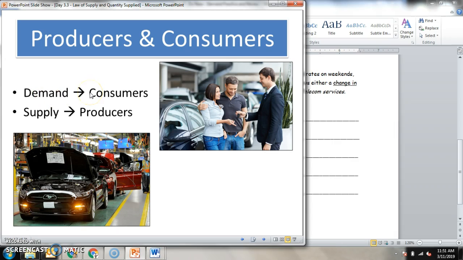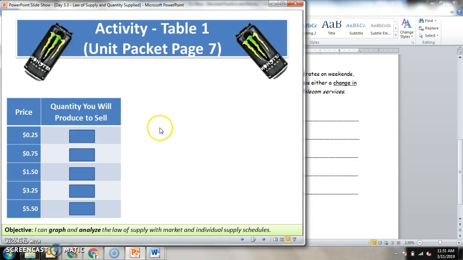Now put these two terms together, they're always related. Demand means consumers, supply equals producers. So if you're thinking about demand, you have to think about how little can I pay? How can I get as much as I want for the least cost? If you're a supplier, how can I make as much money as I can? And so we think about this.